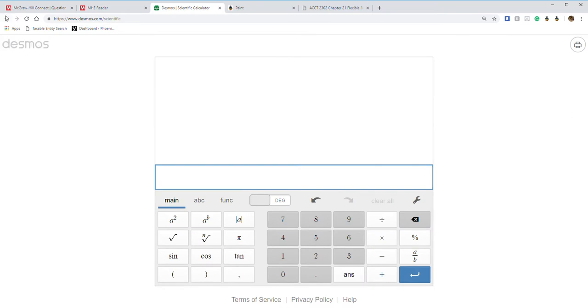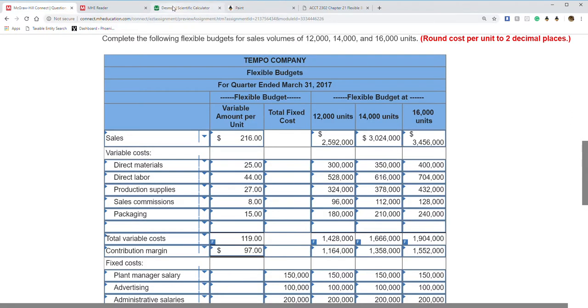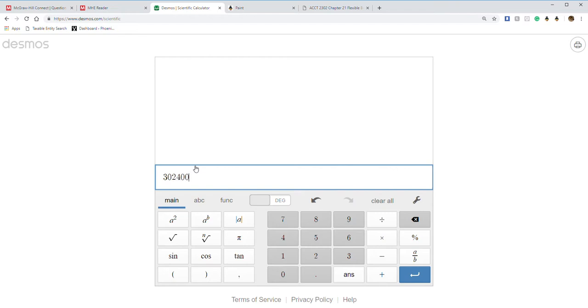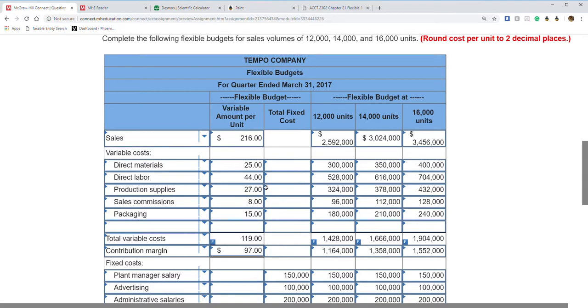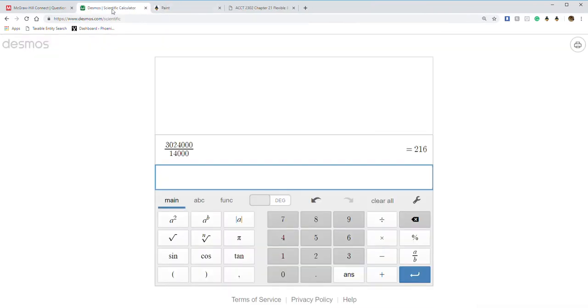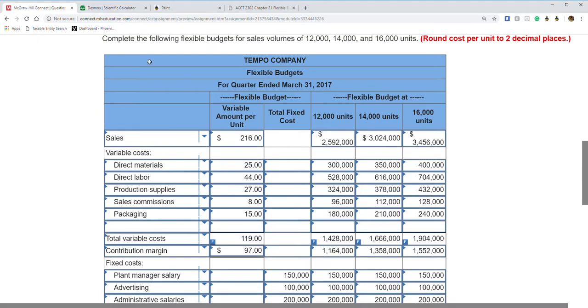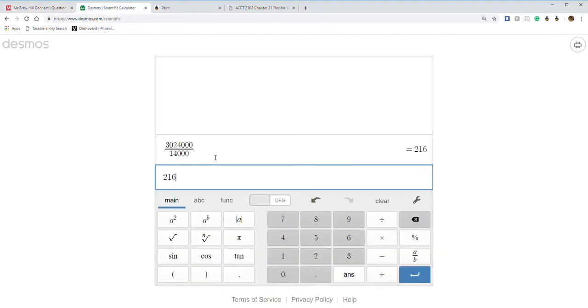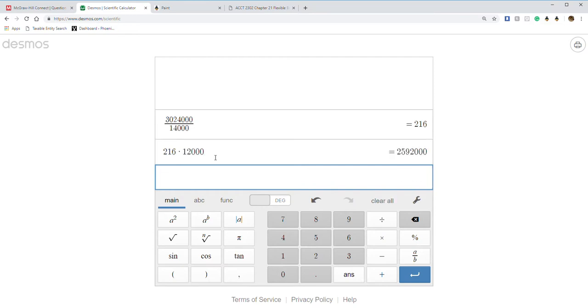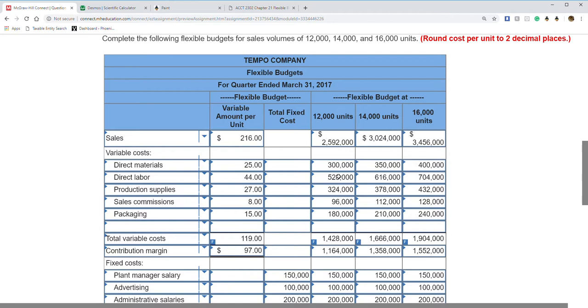Again, if I went to the calculator, I can go 3024 divided by 14,000, and that's where I get my 216. Okay, from there, take these variable units and multiply it up by however many units. So this would have been 216 times 12,000 units, and that's where I get the numbers here. Okay, same thing with 16,000.